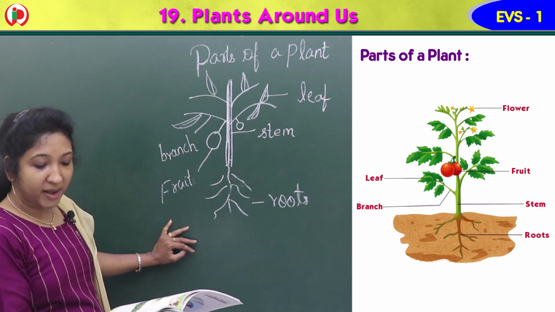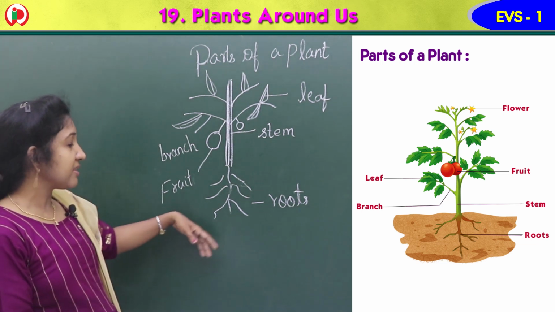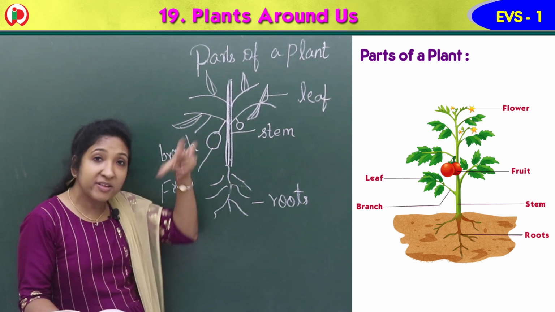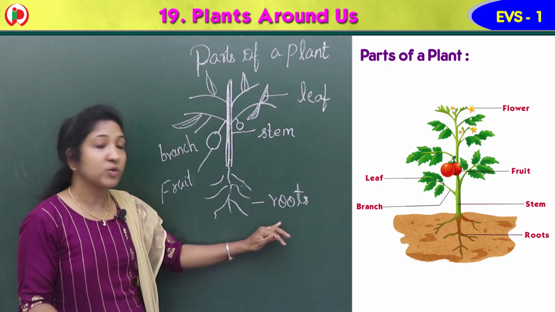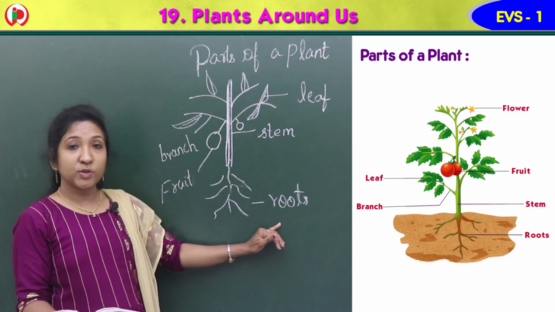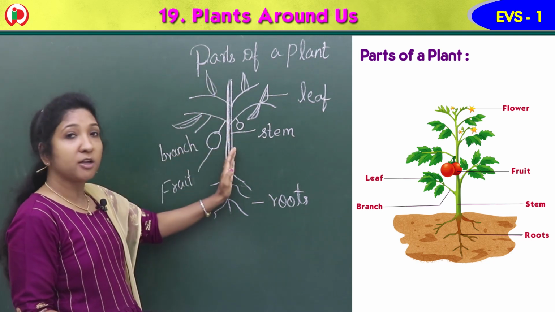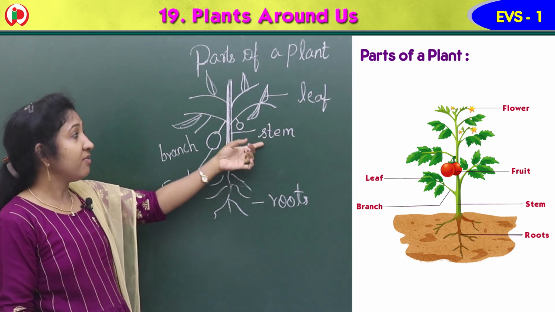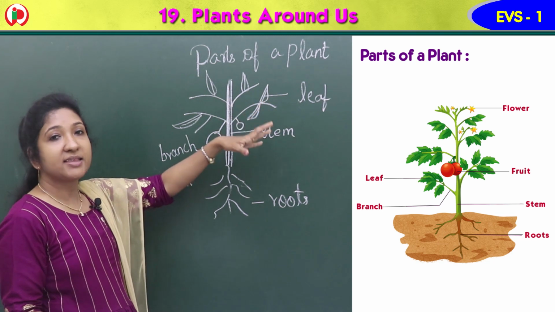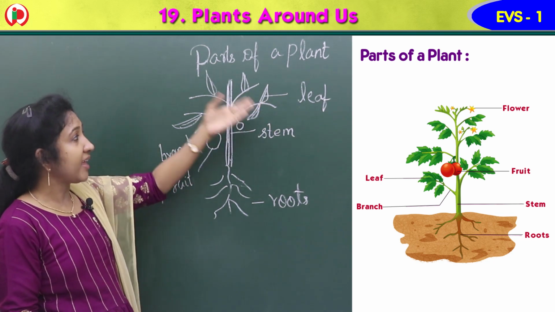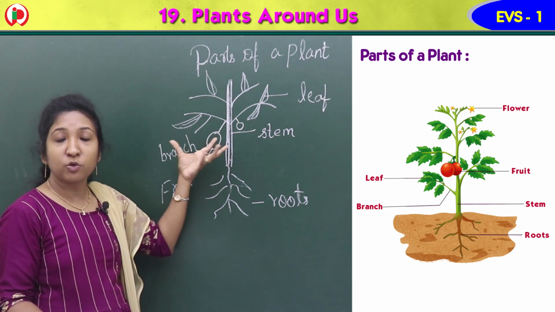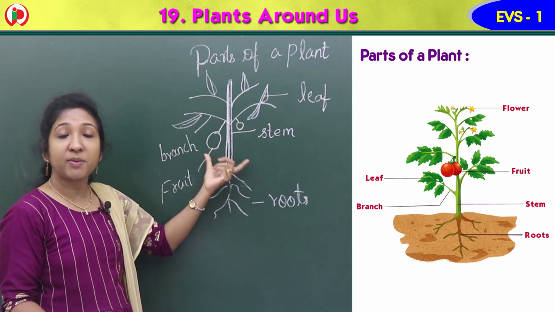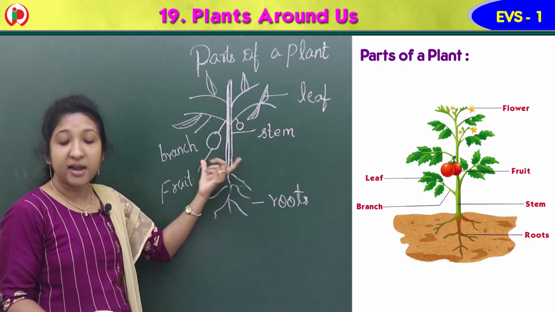So which are the parts of the plant, children? In a plant we can see roots, which are underground. Root actually fixes the plant in the ground. R-O-O-T-S, roots. Then the stem is the middle part of the plant. Then we can see green leaves. Then fruit we can see. Then branches are there for each plant. So branch is another part of a plant.